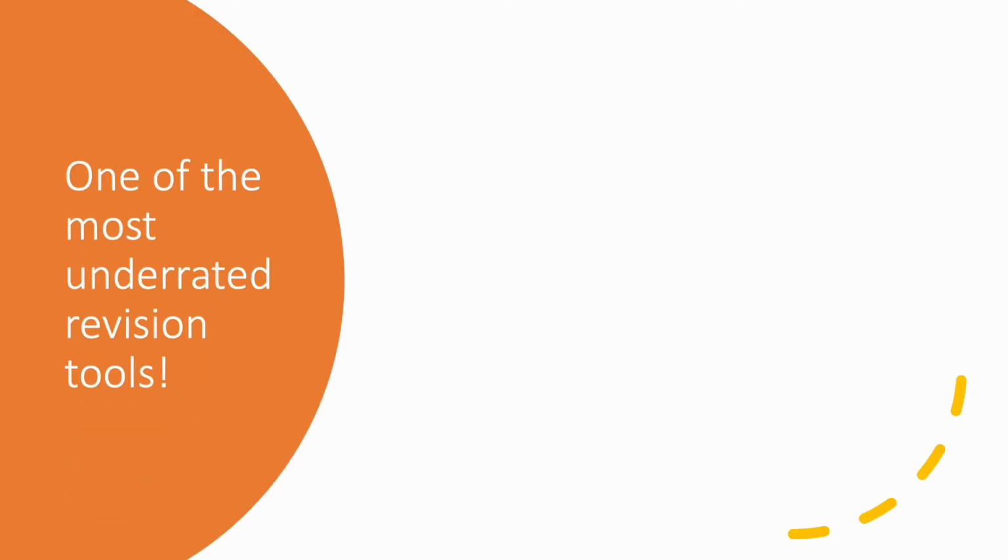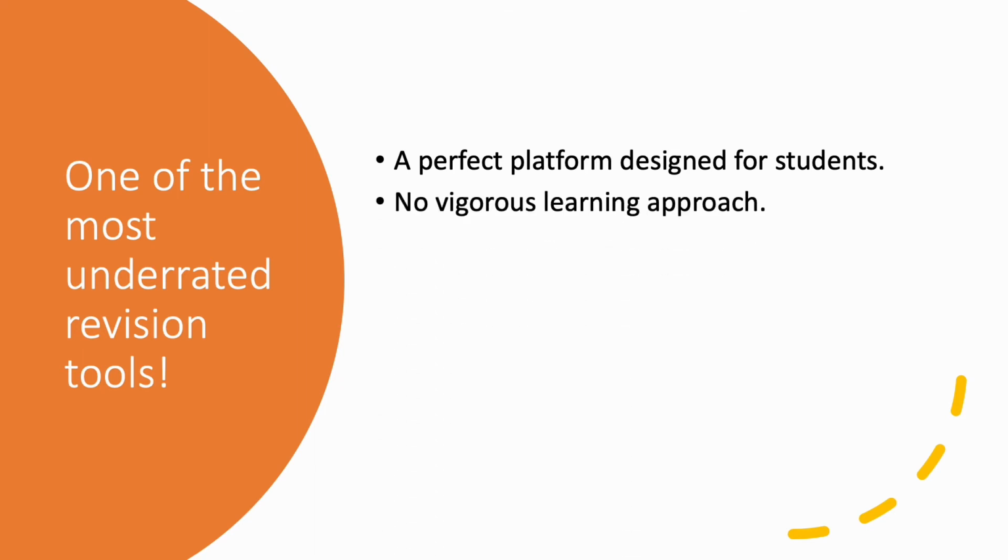In terms of Seneca, it is one of the most underrated revision tools that I'm going to reveal in terms of getting a grade 9 in GCSE maths. One of the first important things is that it is a perfect platform designed for students, and a lot of the time the students are similar to each other, so it is a competition between the students in terms of who wants to get that grade 9. So you're competing with all the other students from all across the UK. It is a perfect platform designed for students, and it is something which I see as not a vigorous learning approach.